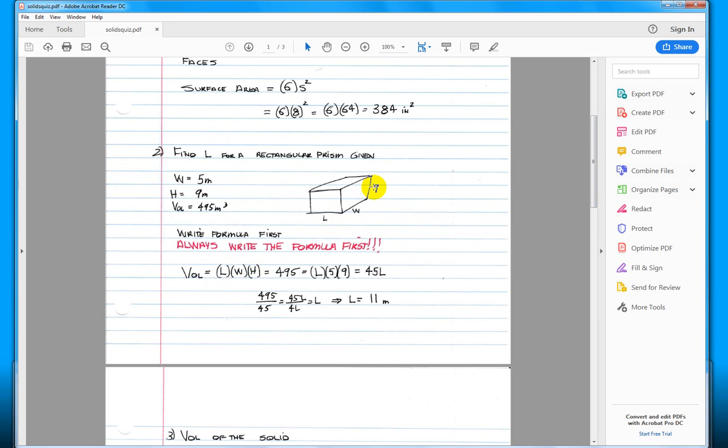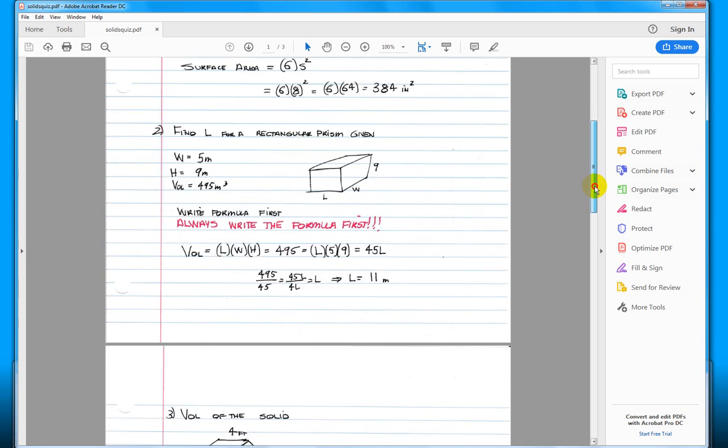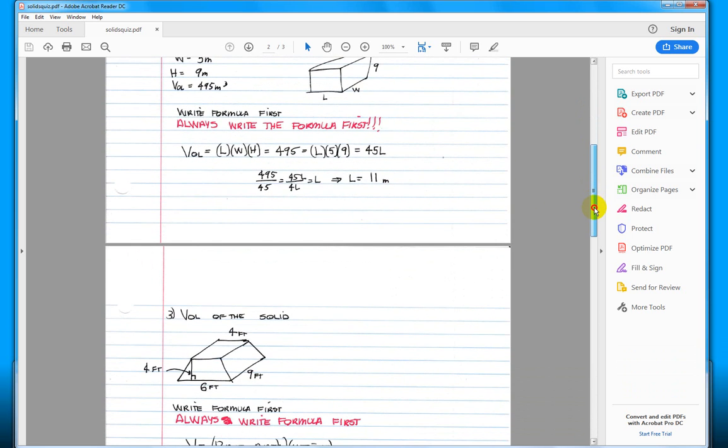So the volume of a rectangular prism is length times width times height. I forgot to put the letter H there. See that 9? The 9 is the height. But anyway, this one's really easy. It's just multiplying all the dimensions together. So 495 meters cubed is the volume. The length, you don't know, you're solving for that. 5 times 9 is 45. Obviously, you get an equation. 495 is 45L. You divide both sides by 45, you solve for L, and L happens to be conveniently 11 meters.